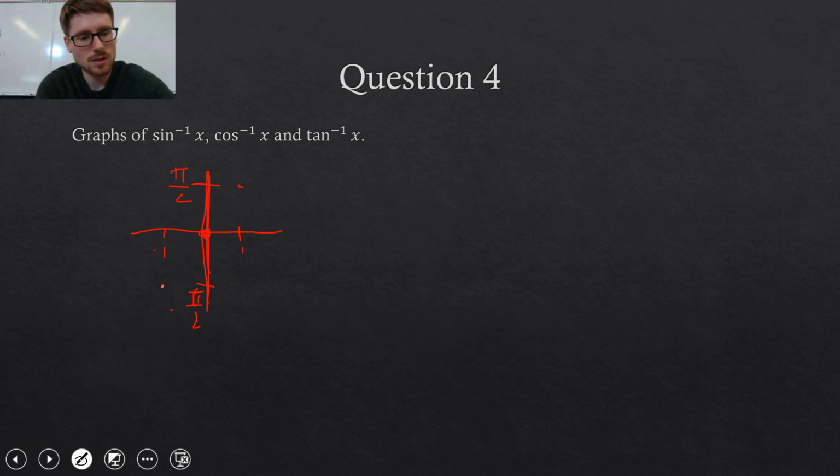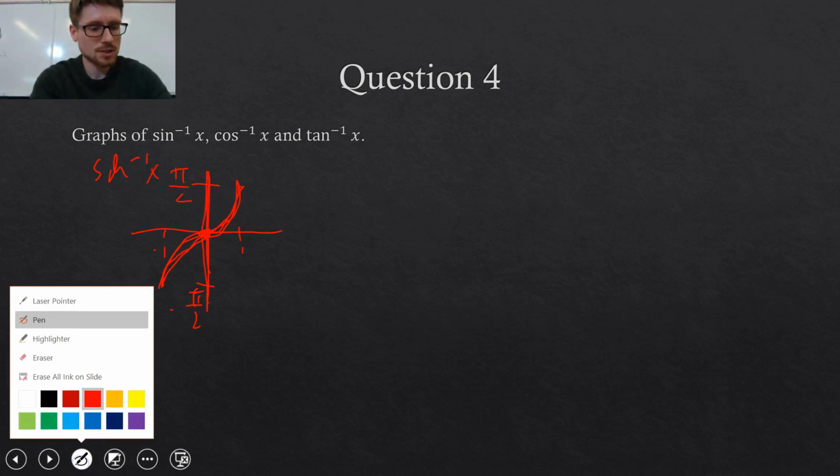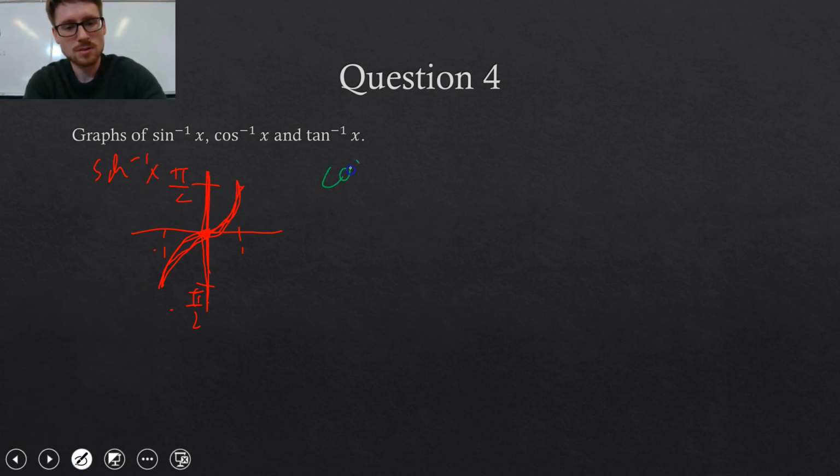And so what would it look like? So sine kind of curves out that way, so this one curves up this way, this one curves down that way. So there's our graph for sine inverse of x. Let's do the graph for cosine inverse.